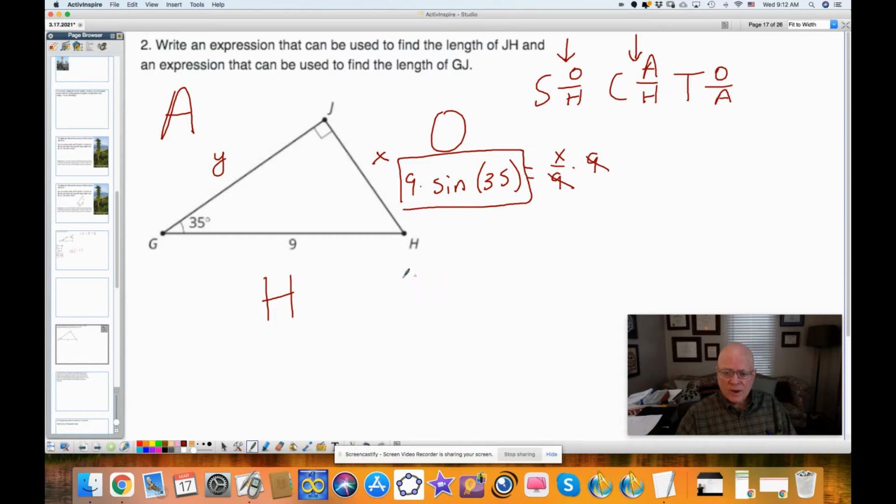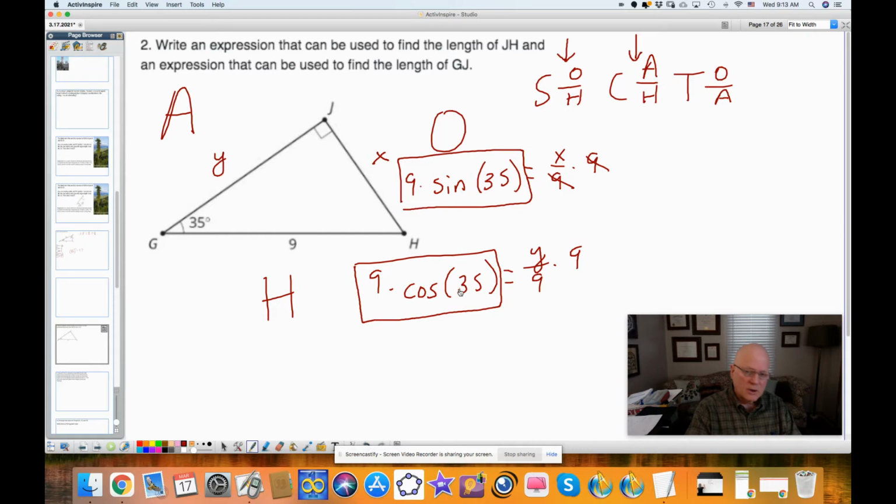To solve for y, the cosine of the angle of 35 is equal to the adjacent leg, y, over the hypotenuse, y over 9. Again, to solve, I'm going to isolate this variable by doing the inverse operation. We'll multiply on both sides. And this is a value you can plug into your calculator. I'm not going to do it here because you can do it on your calculator.